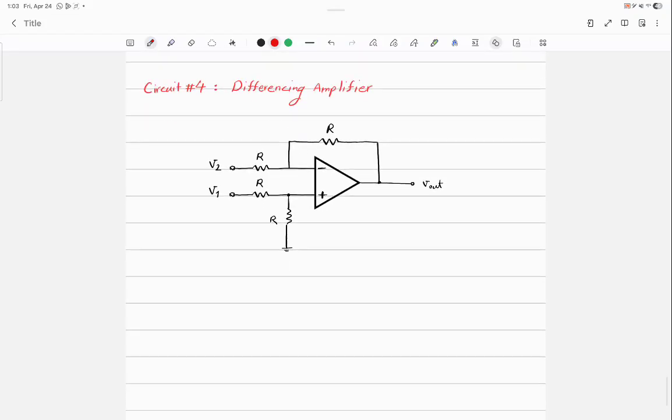Okay, let's analyze this circuit. So this is I positive. This is I negative. Now, is there any of the terminal voltages, input voltages, that I know for sure, so I can base my second law of op amps on? Which one do you know for sure?